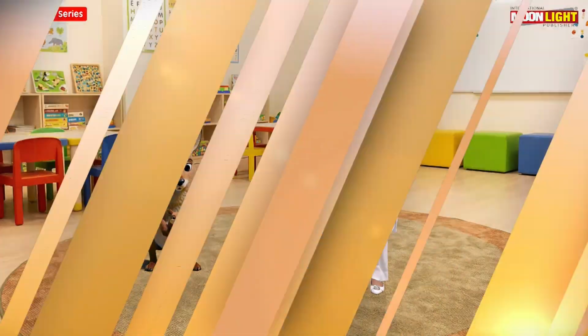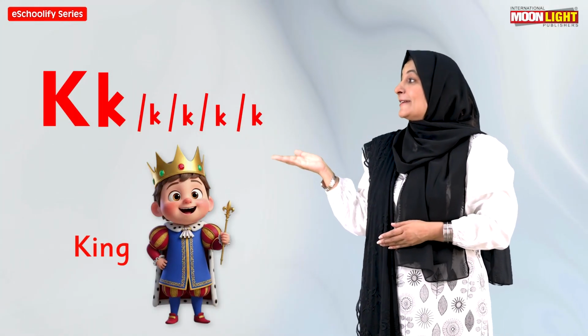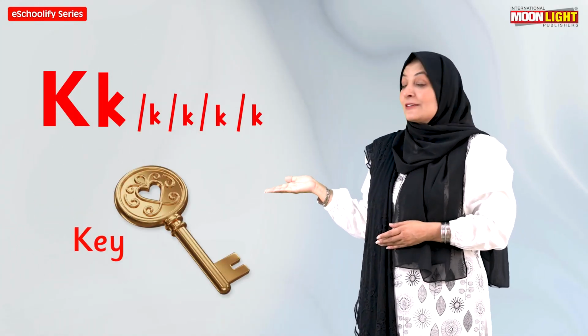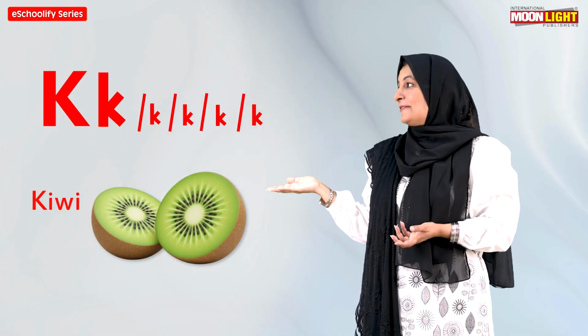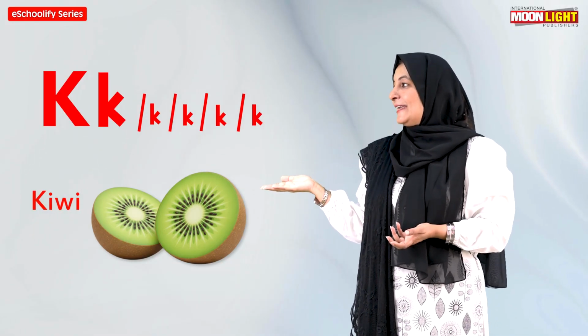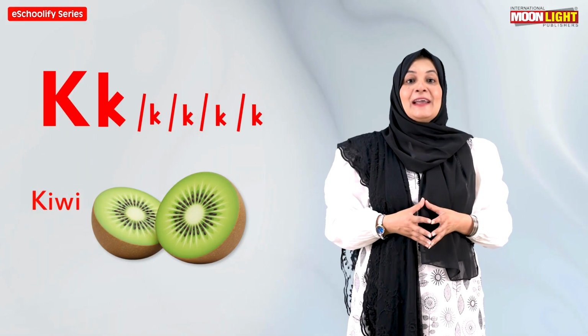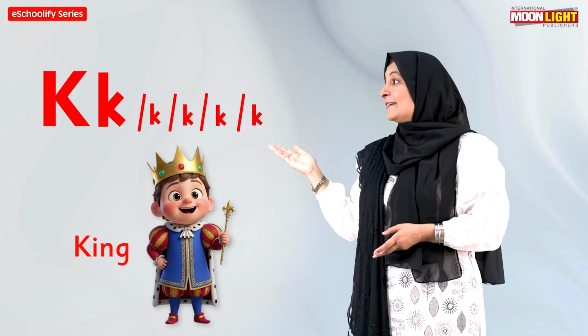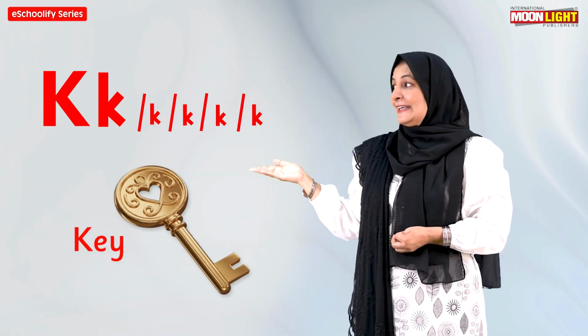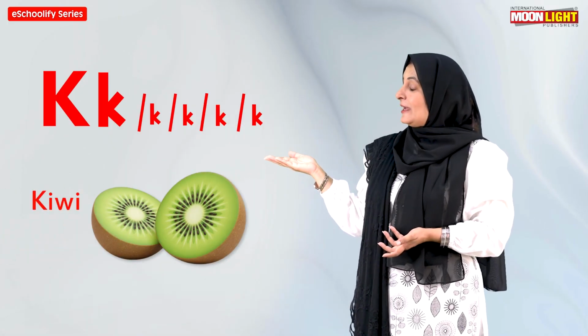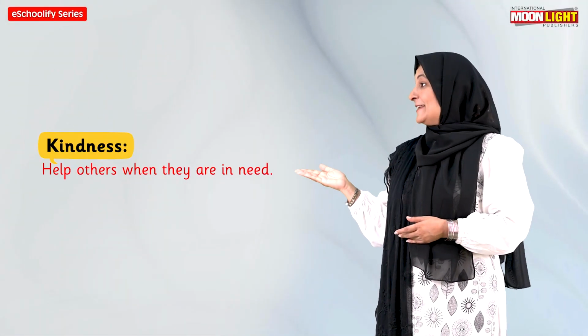Like this. K, K, king. K, K, key. K, K, kiwi. Wow. It's yummy. Juicy. Okay. K as for king. K, K, kangaroo. K, K, key. K, K, kiwi. Act of kindness.